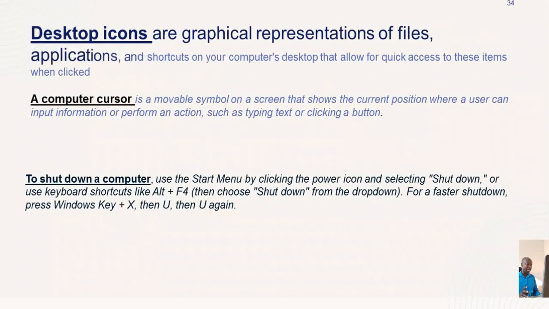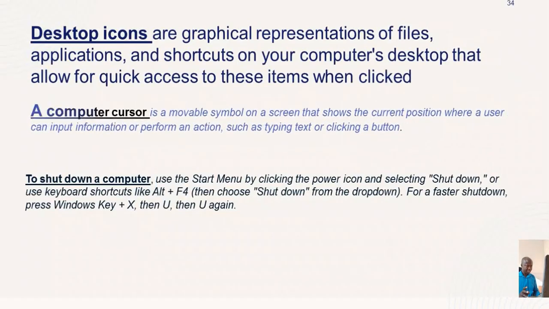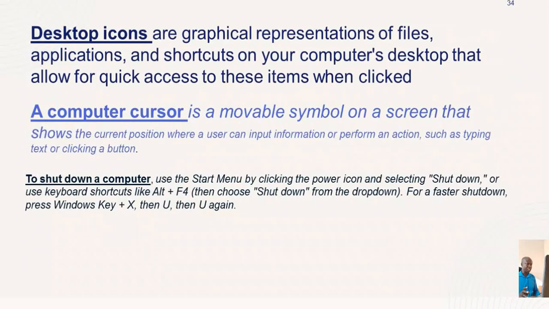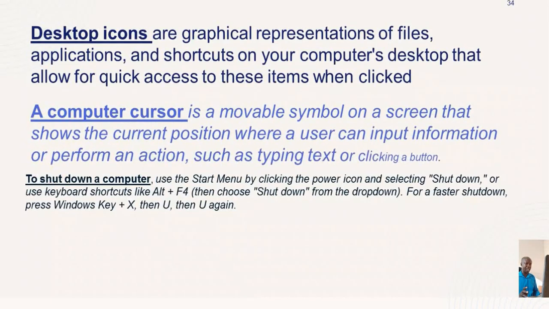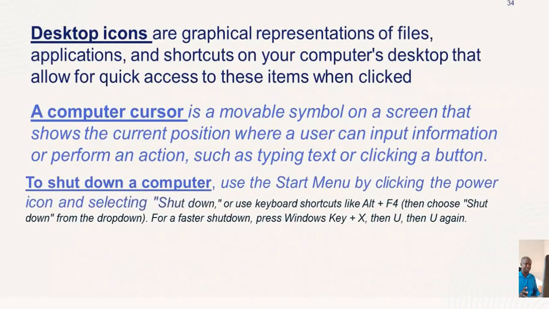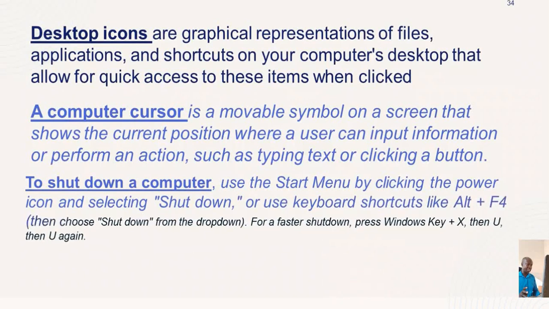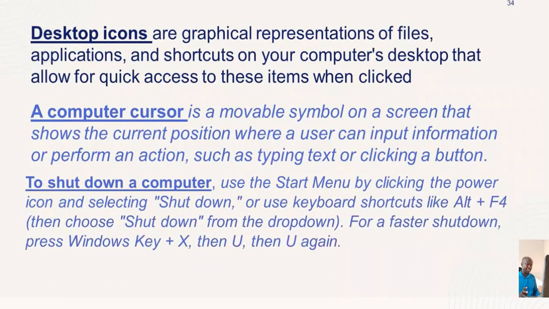Desktop icons are graphical representations of files, applications and shortcuts on your computer's desktop that allow for quick access to these items when clicked. A computer cursor is a movable symbol on the screen that shows the current position where a user can input information or perform an action such as typing or clicking a button.